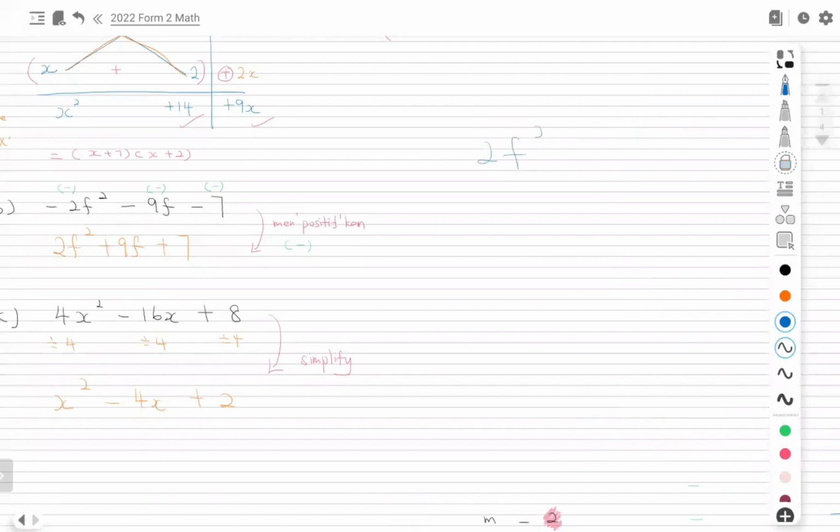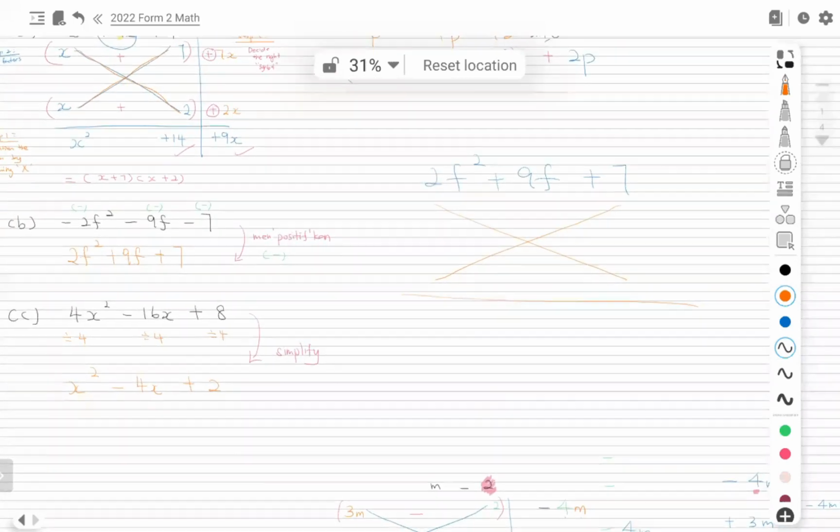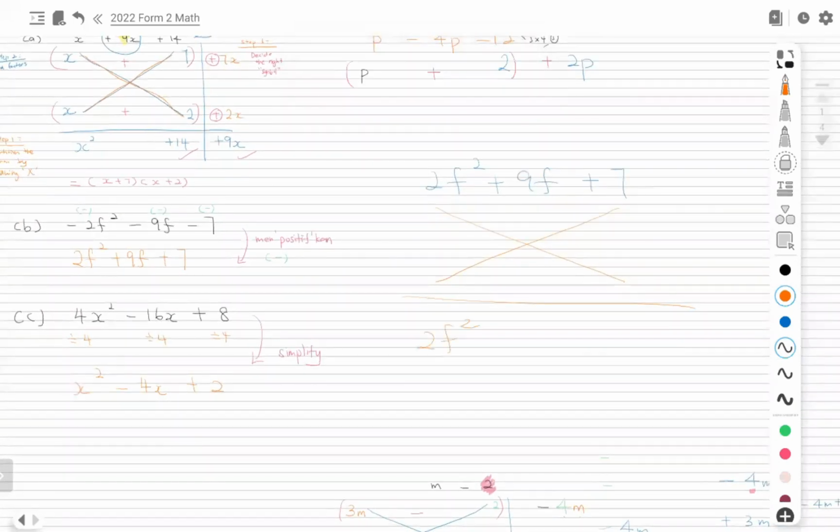So 2f squared plus 9f plus 7. 2x, okay, insert the factors 2f and f. So 7 and 1. Follow the line, 7f, and then this one is 2f. So positive value, plus plus.